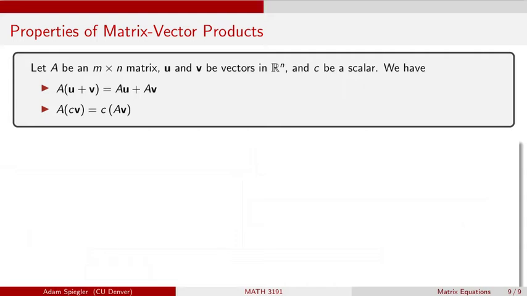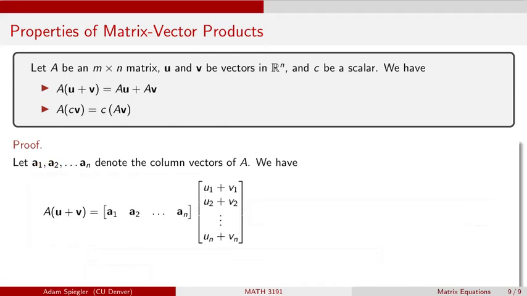So let's take a look at the first property, this distributive property. Why is it that A times the sum of two vectors is equal to the sum of A times the first vector plus A times the second vector? Let's prove this result down below. Let a1, a2, up to an denote the column vectors of matrix A. Each of these vectors is in Rm because we have m rows and n columns. So each of the n columns is one of these vectors a.